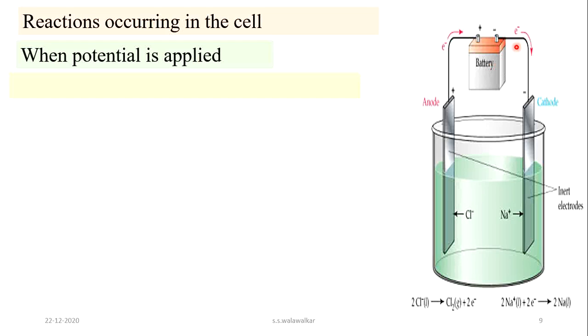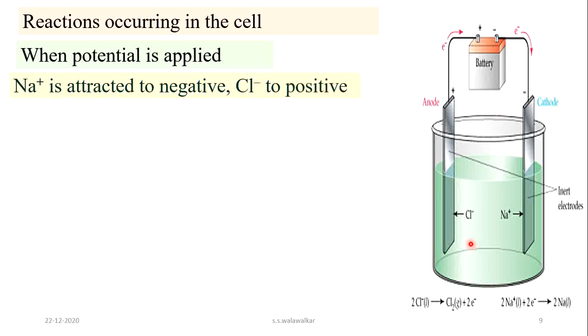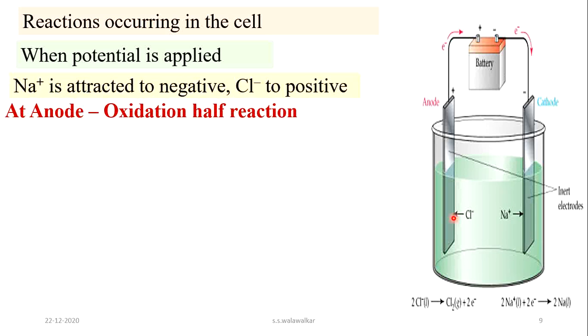When potential is applied, sodium ions, that is cations, migrate. This electrolyte is molten sodium chloride, so there are already sodium ions and chloride ions. But when potential is applied, these ions migrate towards the negative electrode, and anions, that is chloride ions, migrate towards the positive electrode, that is the anode.